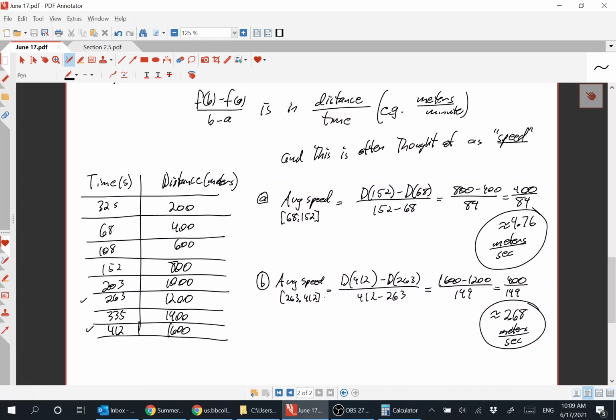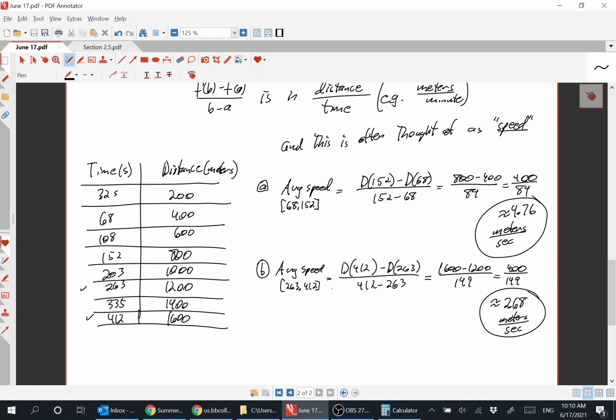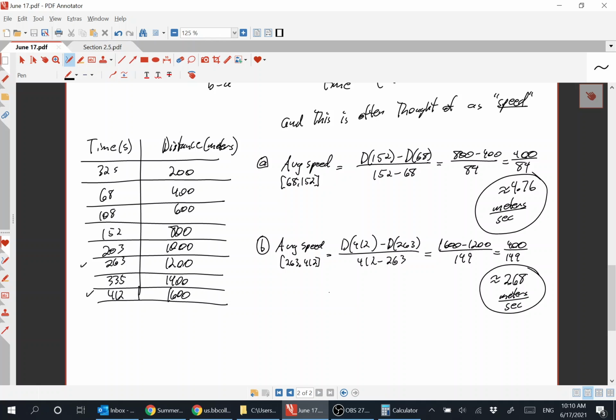All right, part C. Calculate the man's speed for each lap.